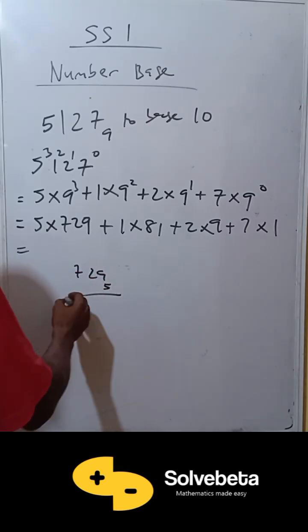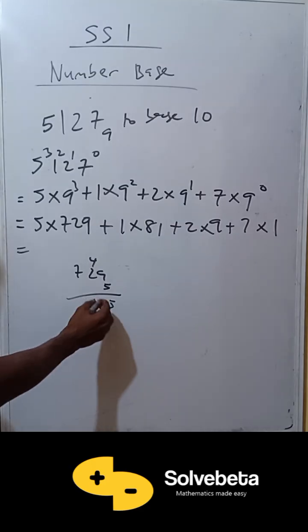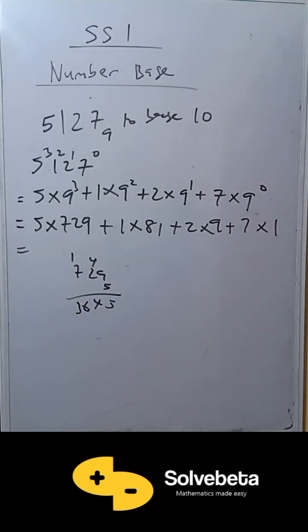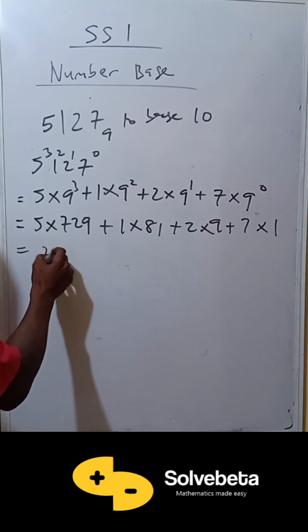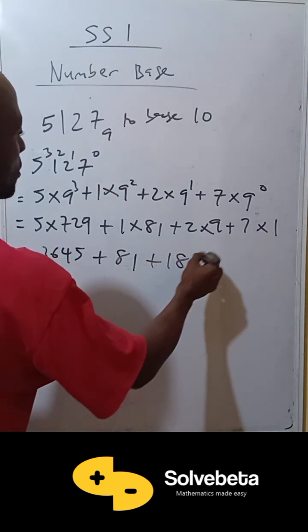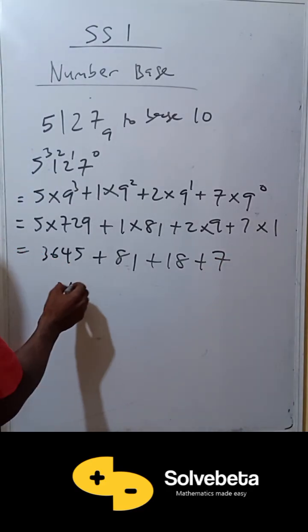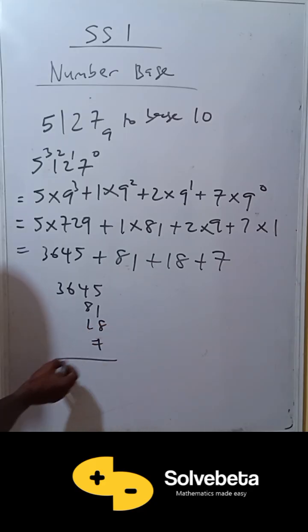729 times 5 is 3645. So you have 3645 plus 81 plus 18 plus 7.